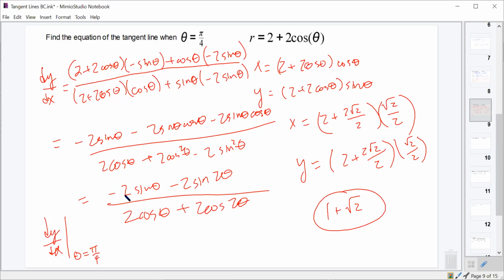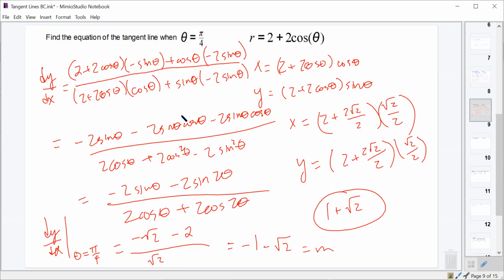All right, pi over 4, that becomes negative 2 root 2 over 2, or negative root 2. And then the sine of pi over 2 is 1, so negative root 2 minus 2 over, and then 2 cosine theta is just root 2, and cosine of pi over 2 is 0, so we have negative root 2 minus 2 over root 2, which if we want to simplify is negative 1 minus root 2. That's our slope.